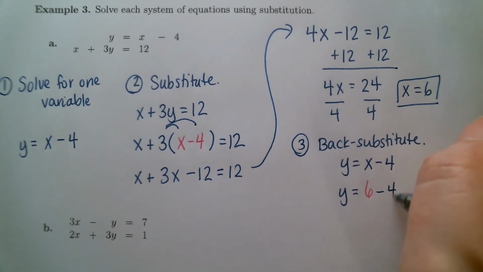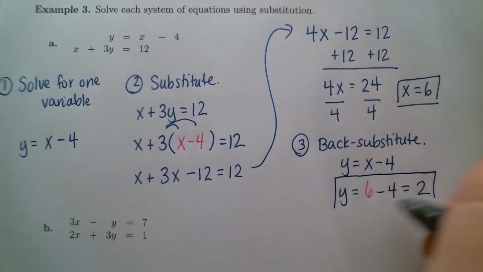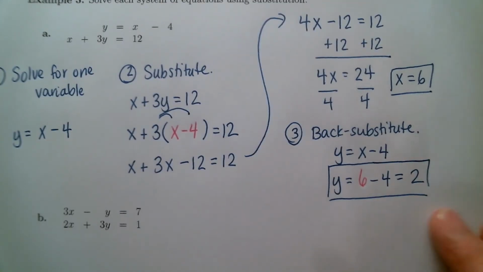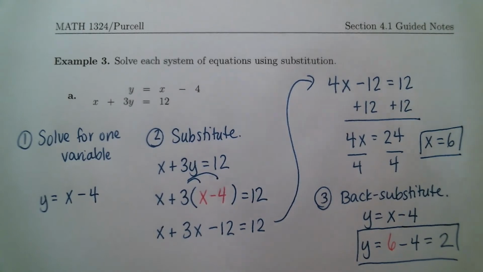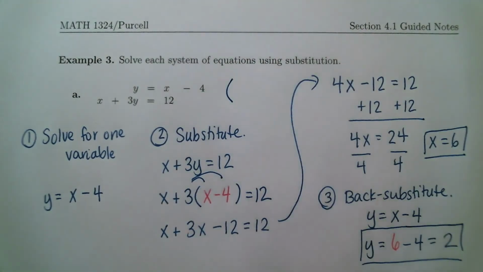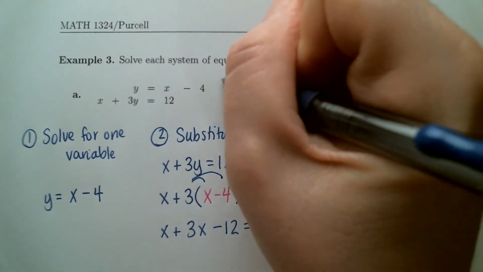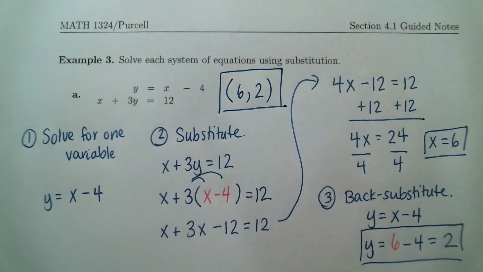All right, so that means y has to be 2. So there we go. The solution to this system is x equals 6, y equals 2. Remember, you can either spell that out, or you can just write it as an ordered pair, but x would have to go first. So this is going to be (6, 2). And that's it. That's how substitution works.